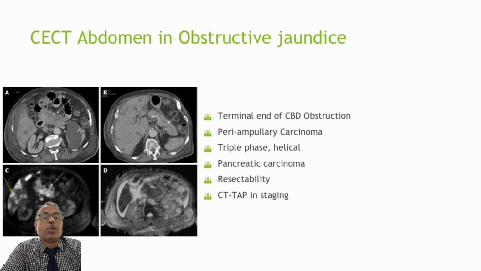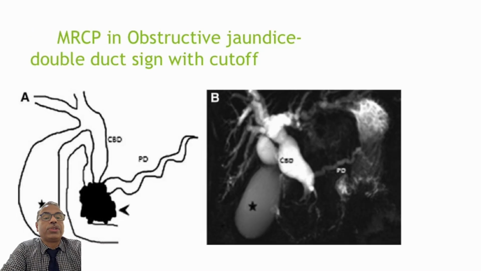CT abdomen is a very important tool for evaluating terminal CBD obstruction and periampullary carcinomas. Classically, we use triple phase helical CT abdomen, and it is very useful not only to know the resectability of the tumor, but also as a part of CT TAP, that is CT of the thorax, abdomen and pelvis, in staging of malignant obstructive jaundice.